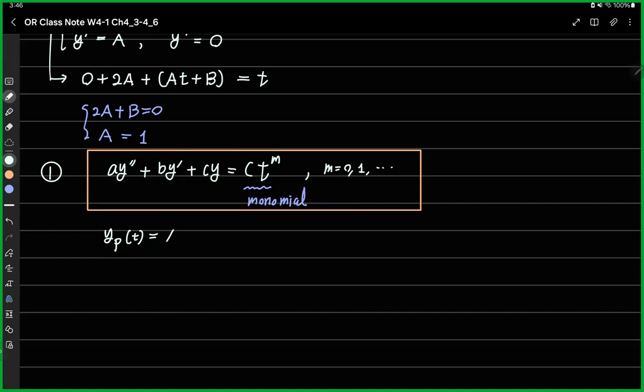It has the form a_m times t to the m-th power. Then the specific solution has the form of a degree m polynomial, plus a_(m-1) t to the m-1, through a_1 t, plus a_0.